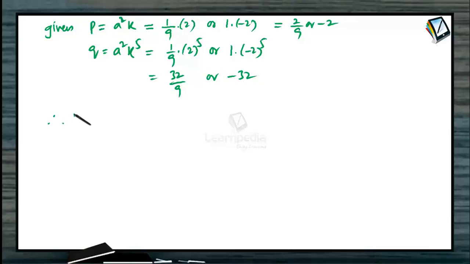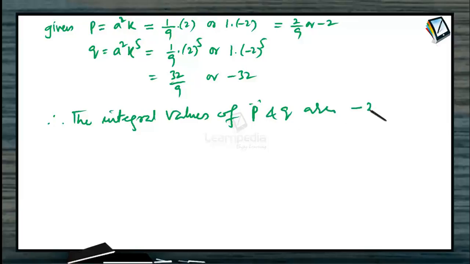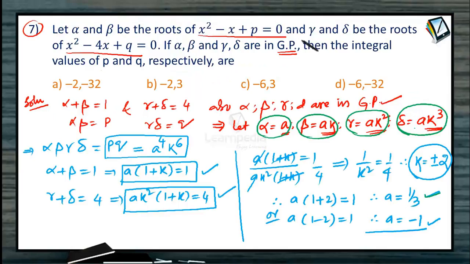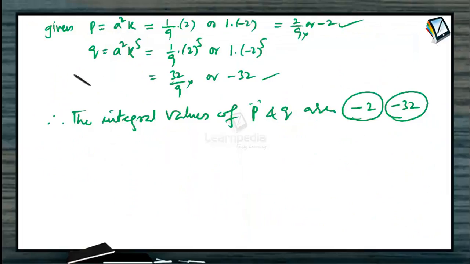Therefore the integral values of p and q: −2 is one integral value here and −32 is another integral value, whereas the others are not integral values as they are in the form of fractions. Hence, the correct option is option A, that is −2 and −32.